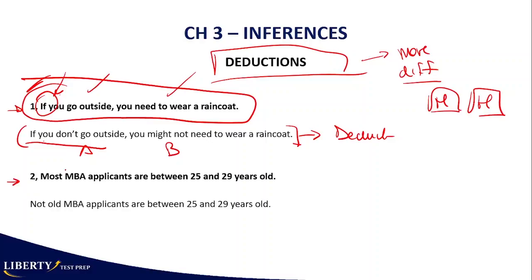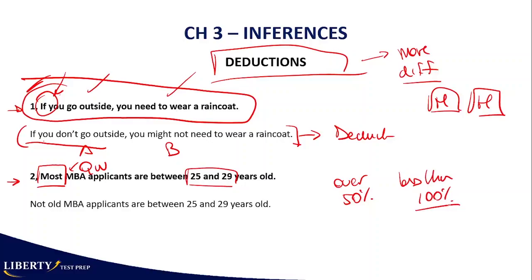Number 2, most MBA applicants are between 25 and 29 years old. So they give you an age group and they use the quantity word most. So a deduction can also be based on a quantity word. Now, most is, as we've mentioned before, over 50%, but less than 100. Why? Because if it would have been 100, they would have said all, right? It wouldn't make sense to say most. So between 50% and 100 are between the ages of 25 and 29.